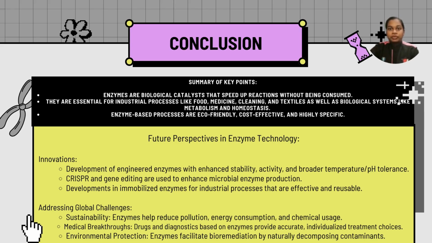Looking ahead, future advancements in enzyme technology hold great promise. Innovations such as genetically engineered enzymes with improved stability and efficiency, as well as the use of CRISPR and gene editing tools to optimize enzyme production, are expected to revolutionize multiple industries. Additionally, the development of immobilized enzymes can make industrial processes more sustainable by allowing enzyme reuse and reducing waste.